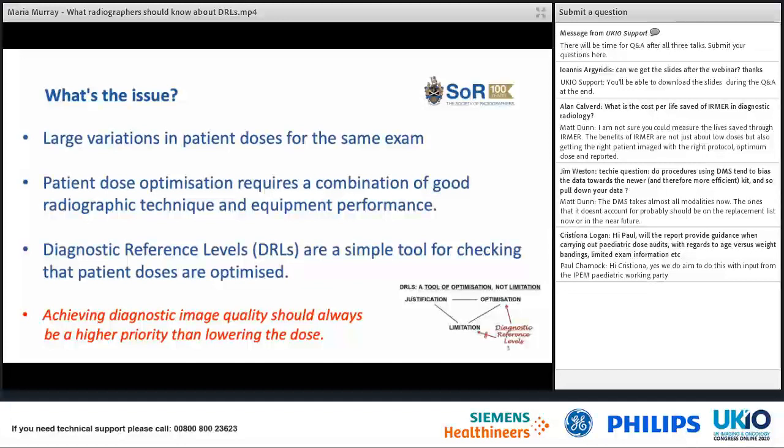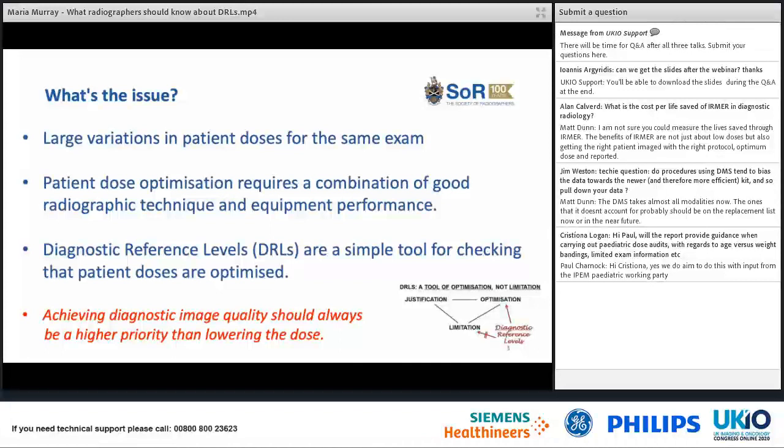So what's the issue with DRLs? Why do we have them? Well, the thing is that there are large variations in patient doses for the same examination across the various parts of the United Kingdom. Patient dose optimization, I think you'll know this, requires a combination of good radiographic technique and equipment performance. But DRLs are basically a simple tool for checking that patient doses are optimised.